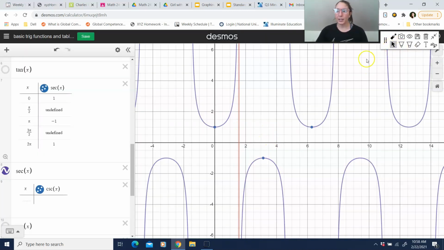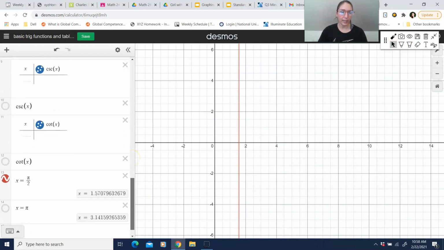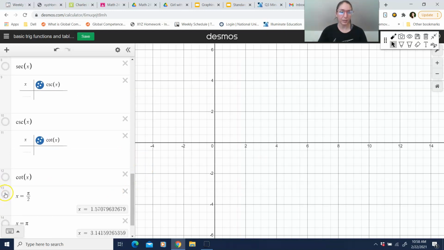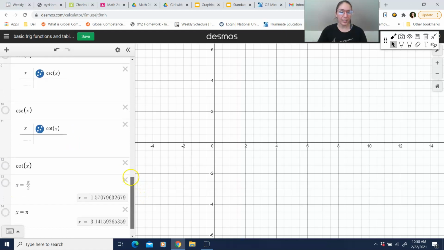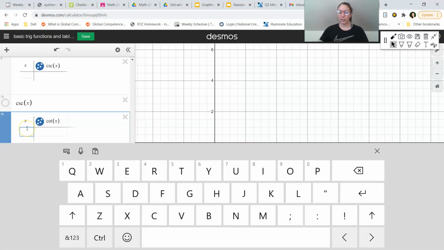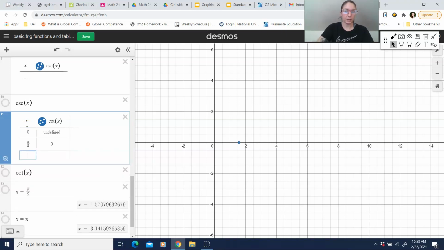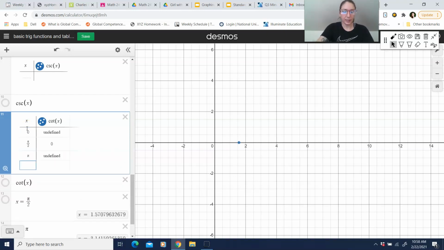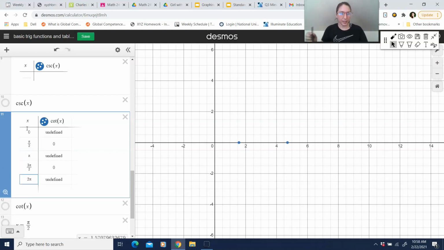All right, let's look at our last two. So our last two are going to be cosecant and cotangent. Let me get rid of my asymptote. So cosecant is the opposite of sine. So let's look at what the opposite of sine looks like. 0, pi over 2, pi, 3 pi over 2, and 2 pi. So there's my points. Again, I have things that are undefined.